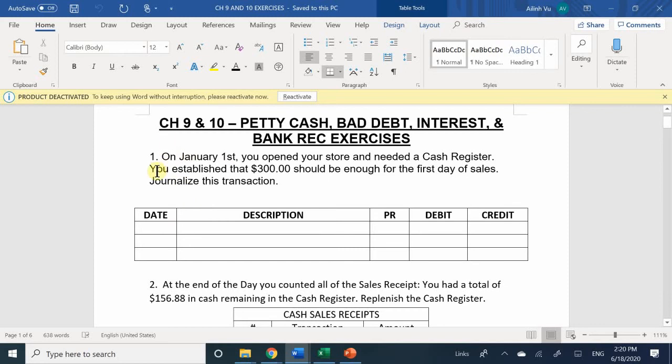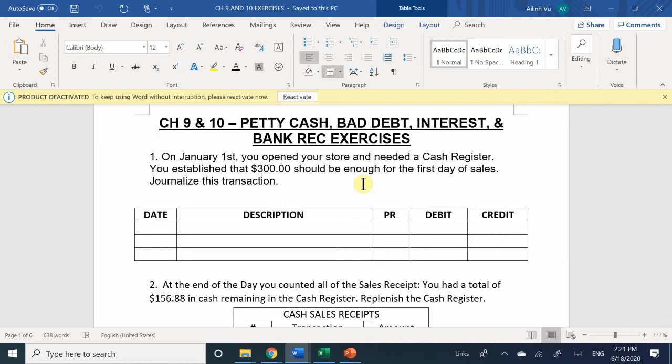So here we're going to look and say on January 1st, you opened your store and needed a cash register. You estimated that maybe $300 should be good enough for the first day of your sales. So go ahead and record this register.